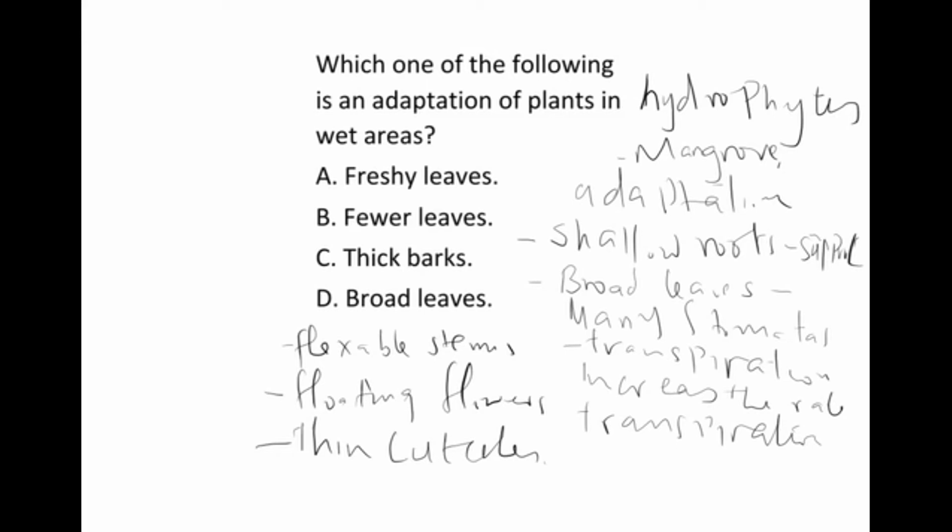So our question was, which one is an adaptation of plants found in dry areas? Among the ones that we have been given, the adaptation is that they have broad leaves. According to our explanation, broad leaves ensure that they have many stomata that increase the rate of transpiration. Transpiration, we have said, is a process through which plants lose excess water.